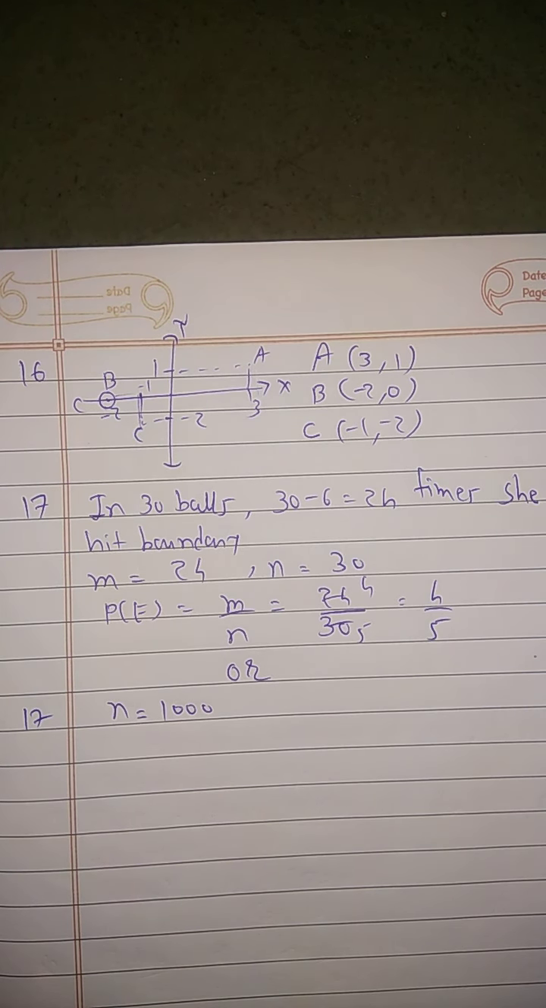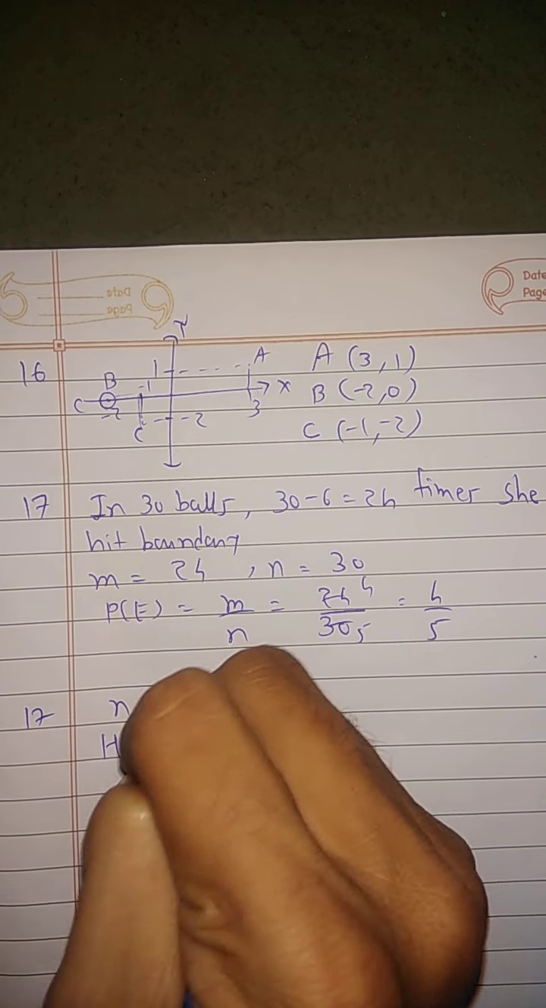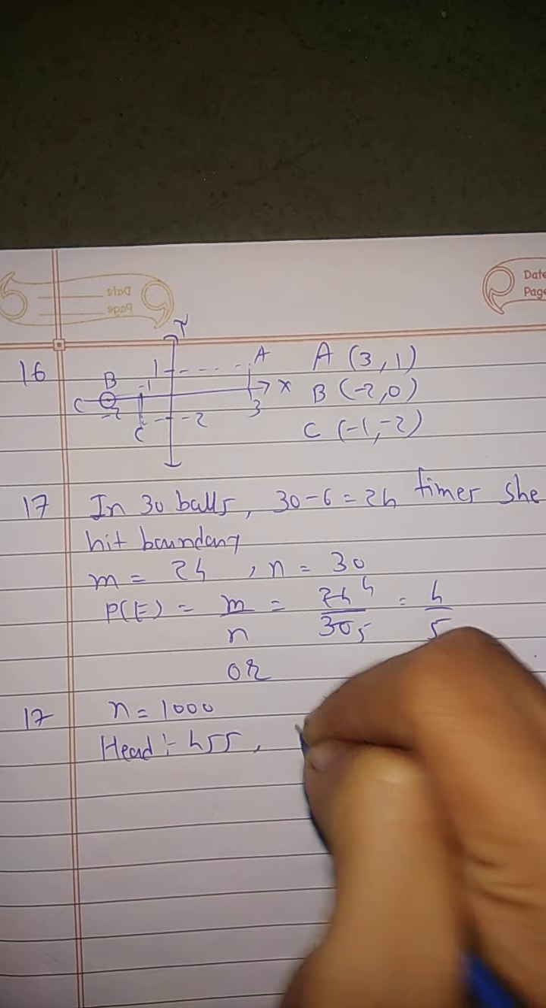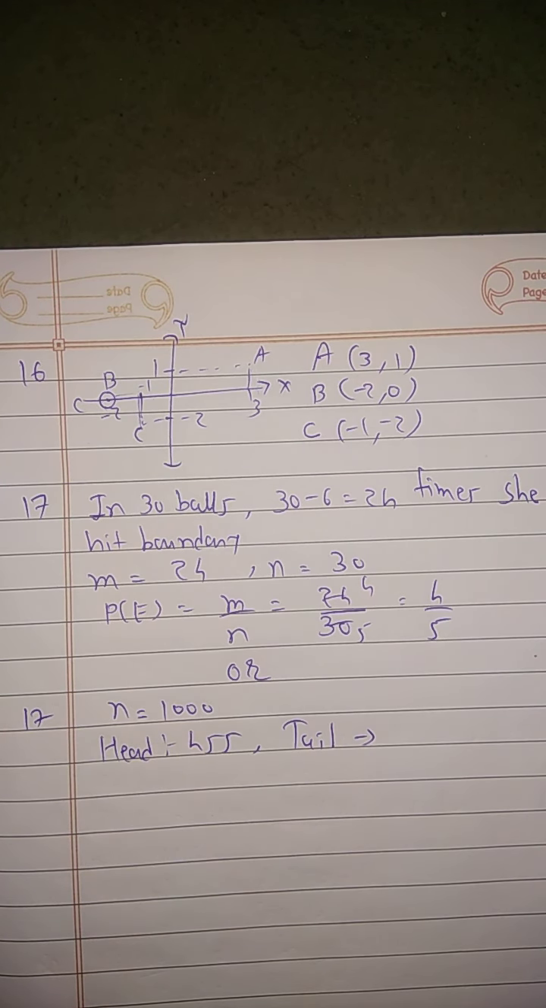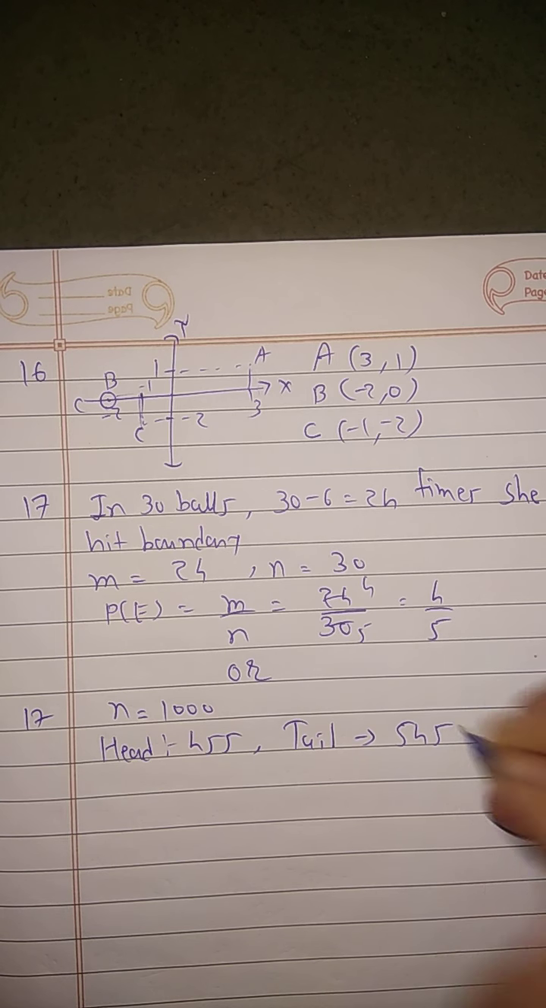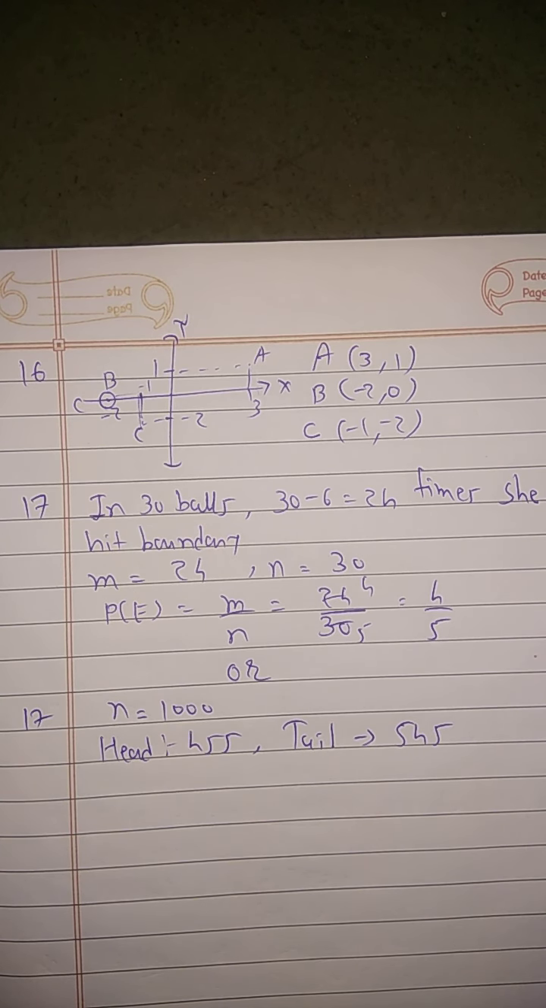Okay, now in that we have had head for 455 times and tail for 545 times. Now compute the probability for each event.